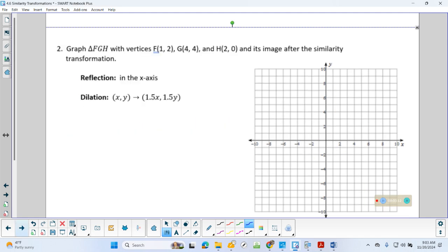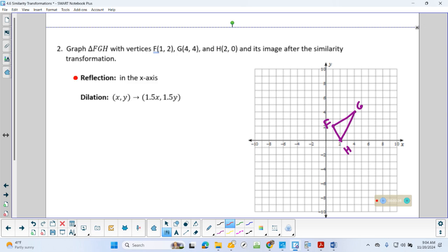Okay, let's do the triangle. Oh, reflection this time, a reflection and a dilation. Okay, we got it. So same thing, I'm going to plot my vertices. I'm going to label, of course. So there's my F. G's at (4, 4). And H at (2, 0). Perfect. Okay, I'm going to do the reflection in red.